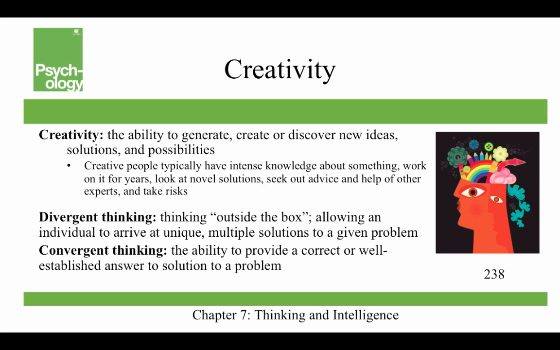We can talk about divergent and convergent thinking. Divergent thinking is thinking outside of the box, and it allows an individual to arrive at unique, multiple solutions to a given problem. Convergent thinking is really thinking inside the box, but it's comfortable inside the box. It's your ability to provide a correct or well-established answer to a solution or problem. Not surprisingly, creativity is usually assessed as a function of people's ability to engage in divergent thinking, to think outside of the box.